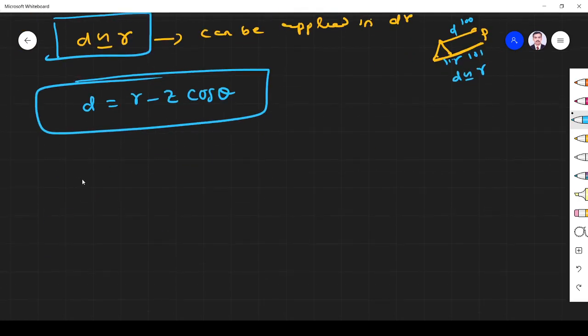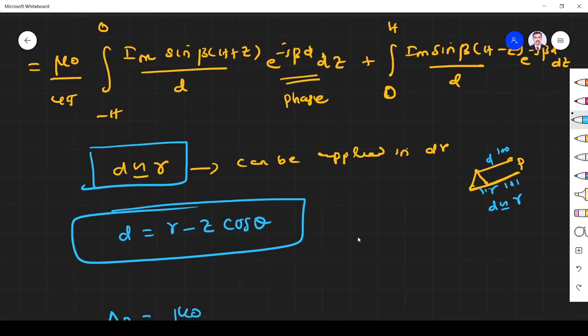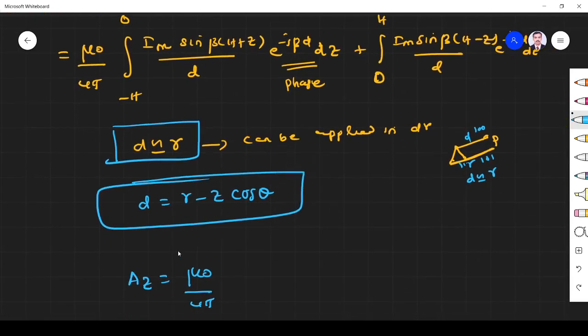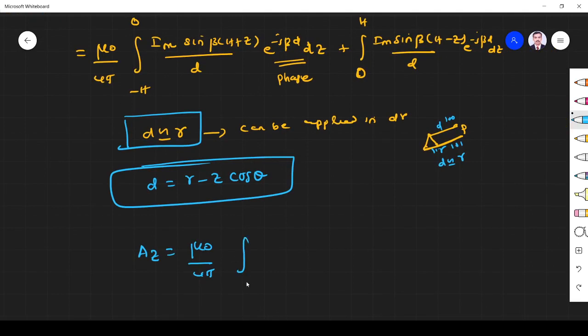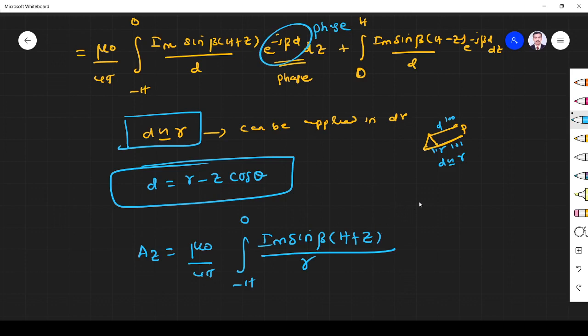Now we substitute. So if we substitute, what will happen? A_z, because it is in z direction only, mu naught by 4 pi, right? So you can write mu naught by 4 pi, minus h to 0, I_m sin beta (h plus z), divided by d. In the denominator, you can change; it is simply a distance only, r. But here d is in e power minus j, which means it is a phase component, right? So there you cannot substitute d is equal to r, where the phase should be e power minus j beta (r minus z cos theta) into dz.